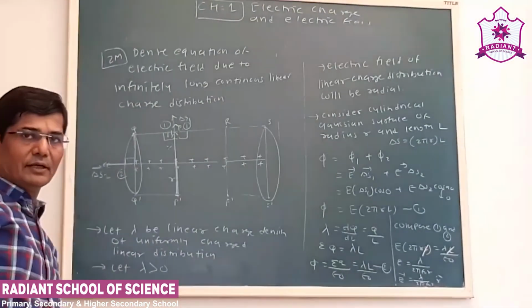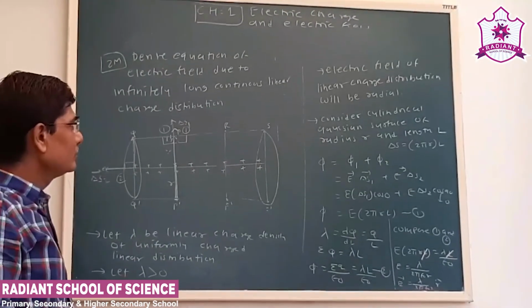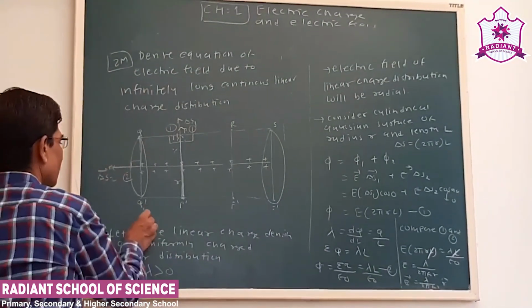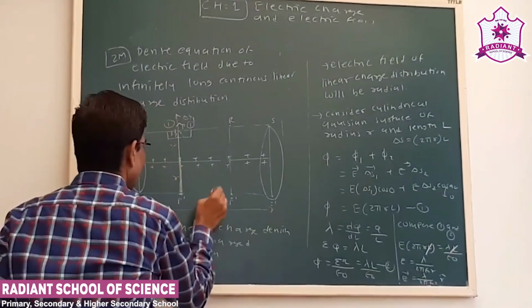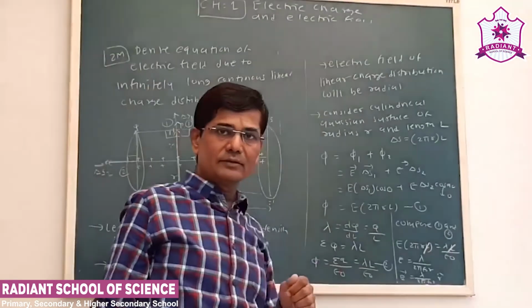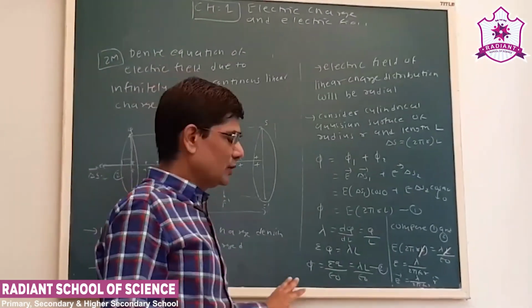So this is nothing but the electric field due to continuous charge distribution. Here we have considered the linear charge density lambda. Now we consider a cylindrical Gaussian surface of length L and radius R, and by using this we can obtain the electric field due to a continuous distribution of charge.